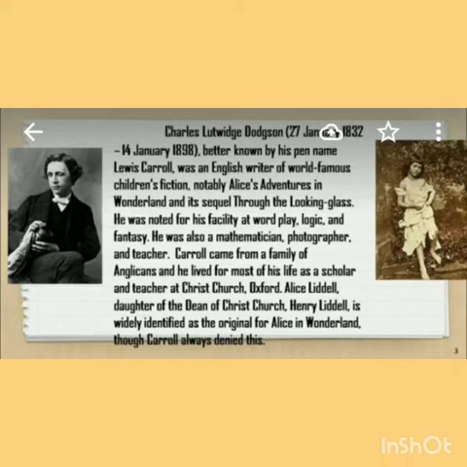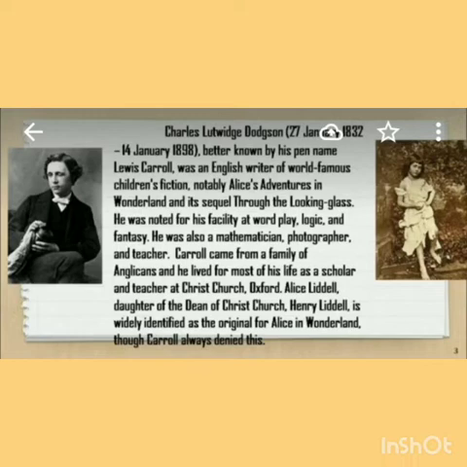Carroll came from a family of Anglicans and he lived for most of his life as a scholar and teacher at Christ Church, Oxford. So, he was a Christian. He worked as a teacher at Christ Church, Oxford. Alice Liddell was the daughter of the Dean of Christ Church.